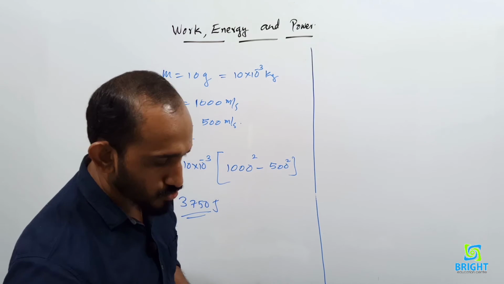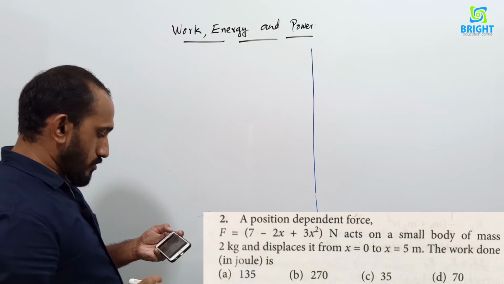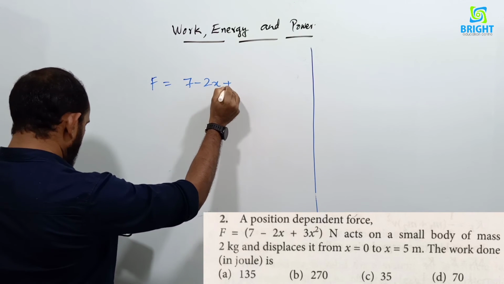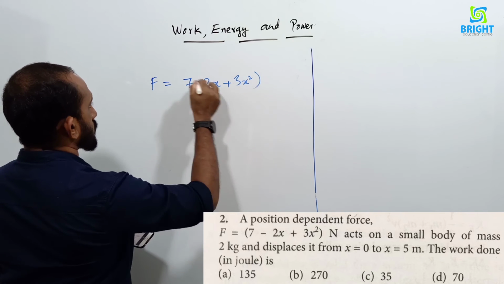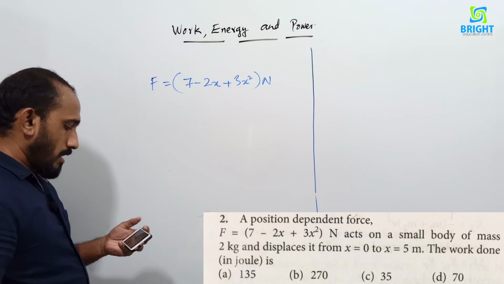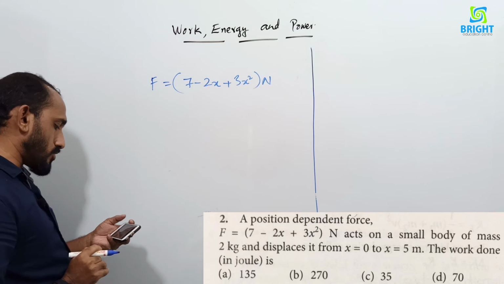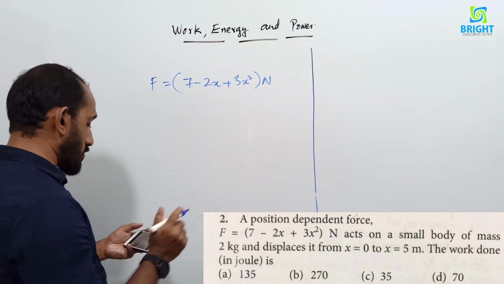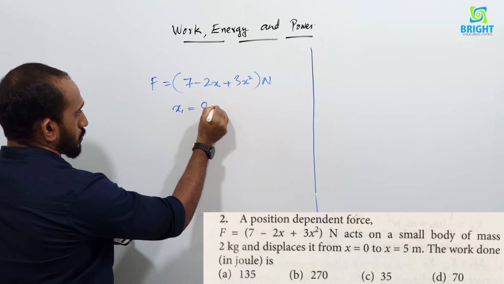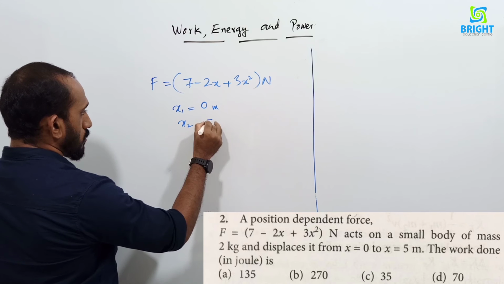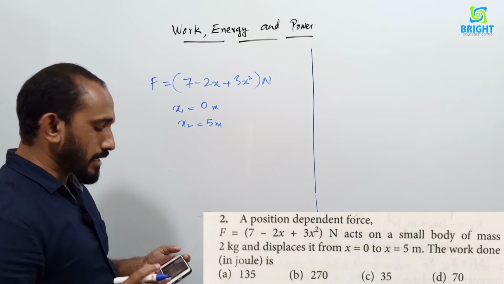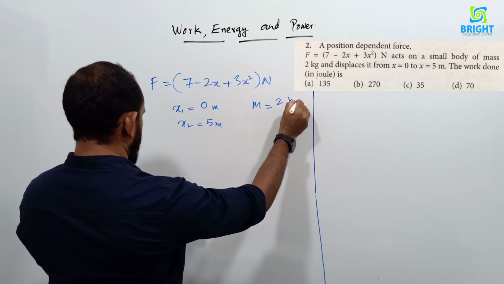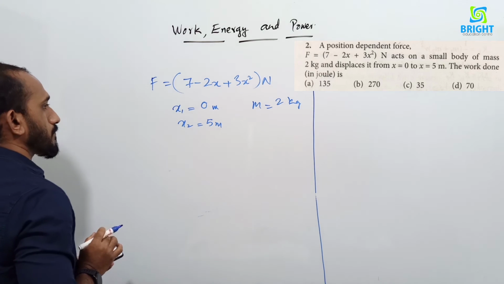One more question we can check it like this way. A position dependent force F equal to 7 minus 2x plus 3x square, that means Newton, is given, acts on a small body of mass 2 kg and displaces it from x equal to 0 to x equal to 5 meters. So x1 is equal to 0 and x2 is equal to 5 meters. The work done in joule is asked. So here mass also given, 2 kg, the mass of the body.